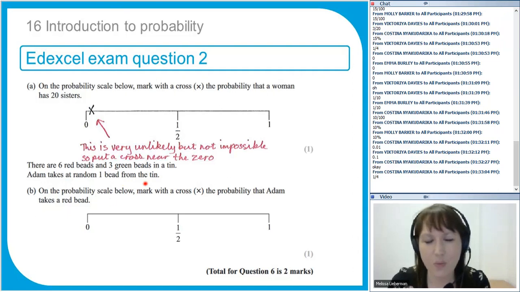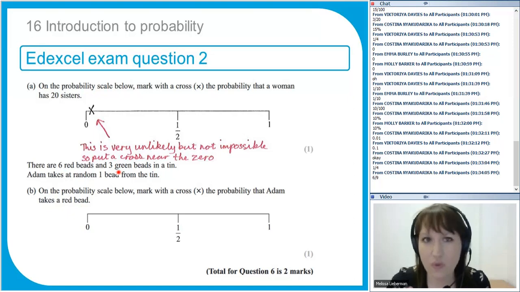On the probability scale below, mark with a cross the probability that Adam takes a red bead. So there are 6 red beads out of 9 beads altogether. So it's 6 out of 9. You can write 6 out of 9, and you can maybe cancel it down, and that'll give you a better idea for where it is on the line. So 6 over 9.